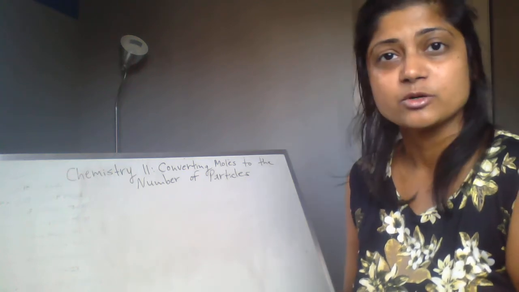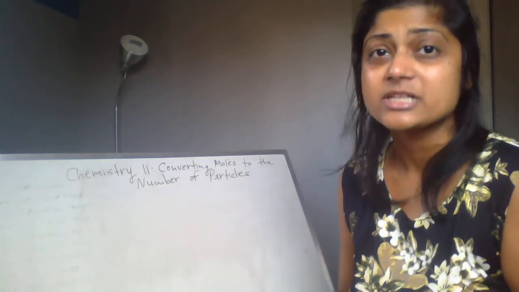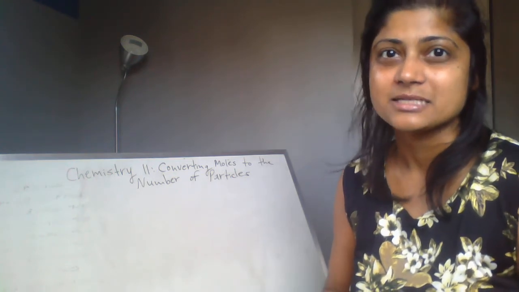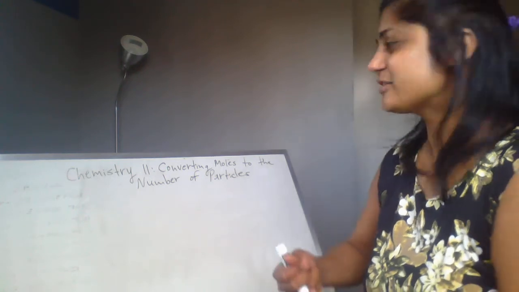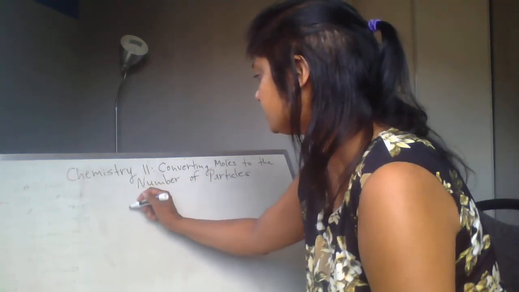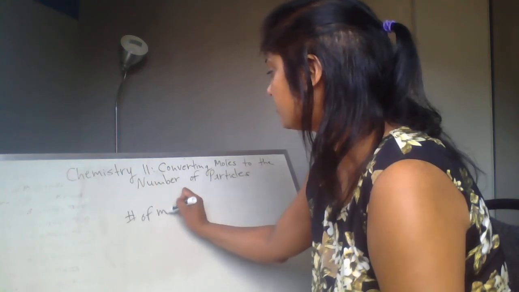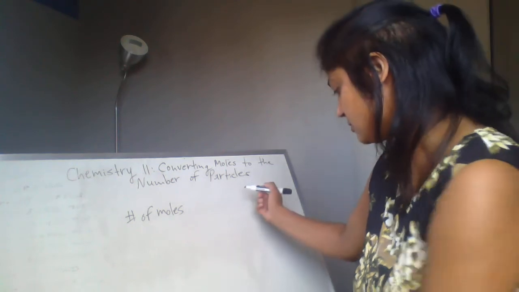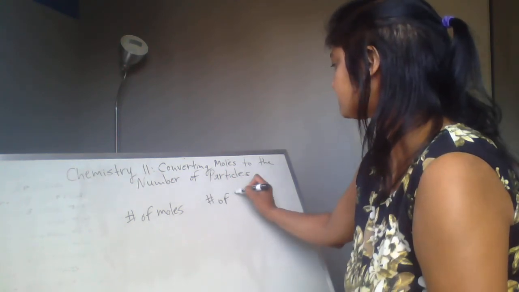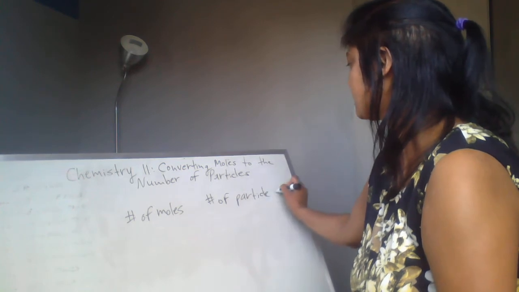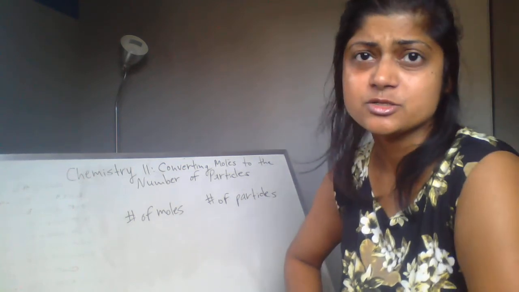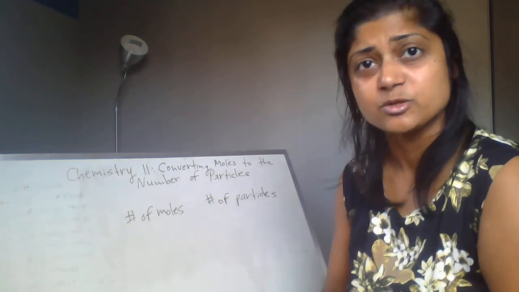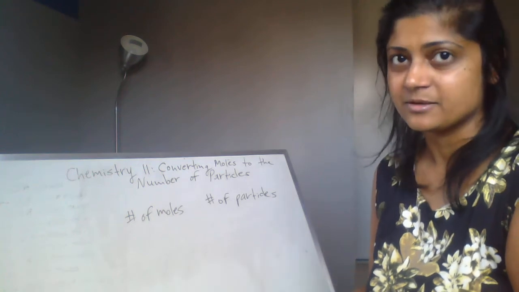In the example that we're going to look at, you'll see that the calculations for the number of atoms and the number of molecules are just slightly different. So with that, let's get started. I'm going to put the number of moles on one side over here, and on the other side I'm going to put the number of particles. One more time, the number of particles can include atoms and molecules. Even if you see something like formula units, that means the same thing.